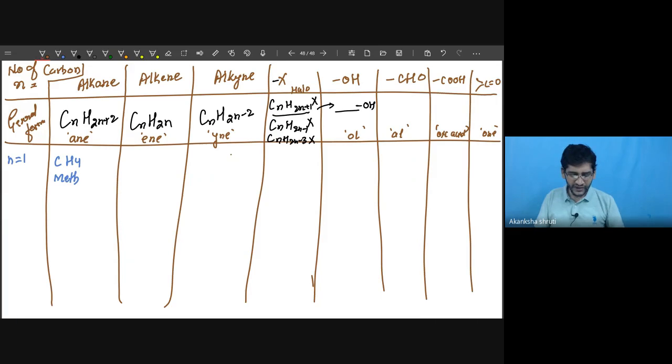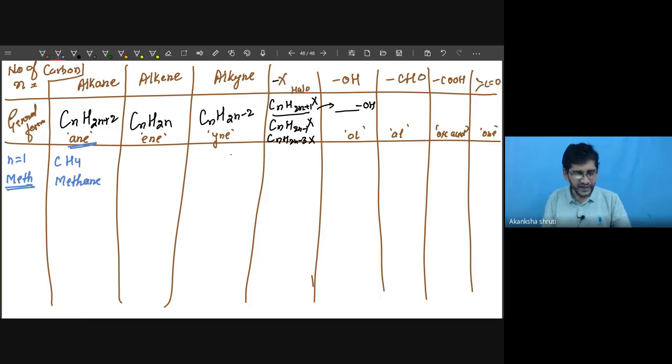So meth, one carbon means meth. Even if you have a doubt, if the count is 1, then it will be called meth. You may write here itself. So this meth will be added with ane to get the name. This compound is called methane.